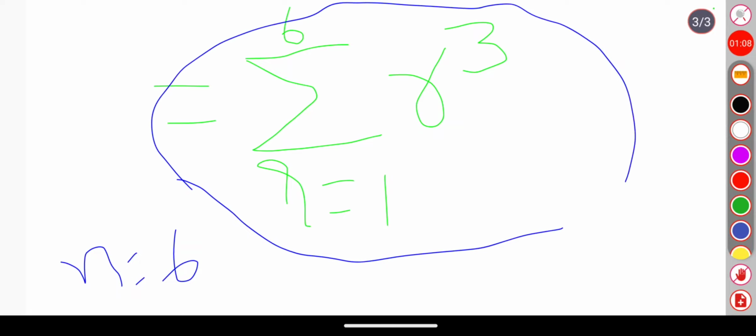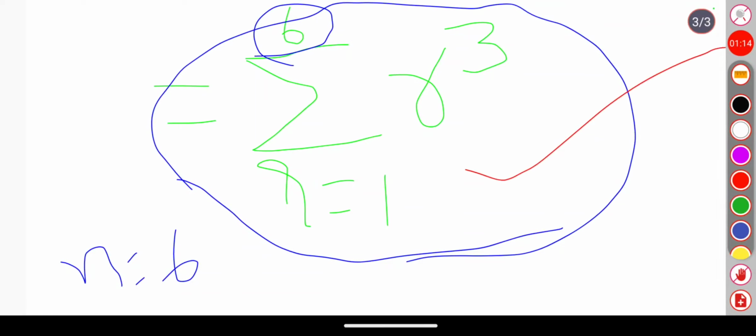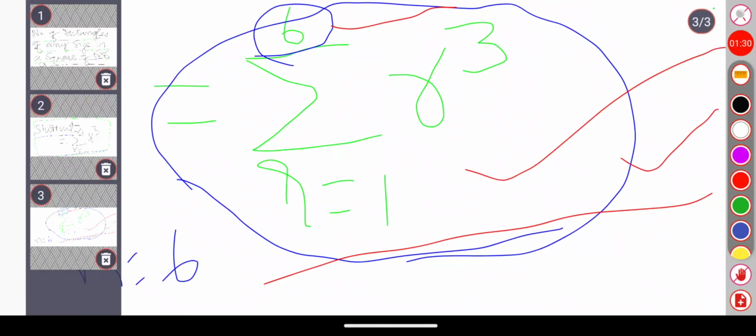When I am substituting the n value in the above shortcut formula, I will be getting the answer as summation r equal to 1 to n, sorry, r equal to 1 to n, where n value is nothing but 6, and r cube. So lastly, what answer am I getting? I am getting the answer as summation r equal to 1 to 6 r cube. This is the answer to the problem.